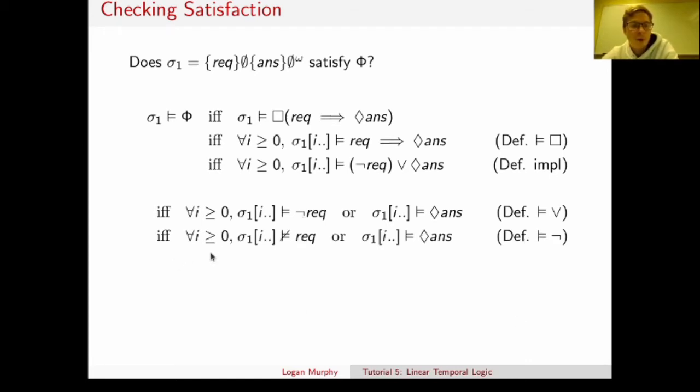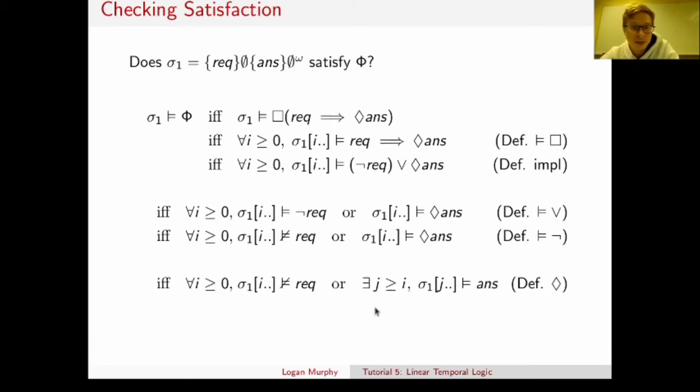So now we have for any I, sigma 1 at I does not satisfy rec, or sigma 1 at I satisfies eventually ands. Now finally we'll interpret that eventually operator using the satisfaction relation. And this introduces a new quantifier. So our final sentence is, for any index I, either sigma 1 at I does not satisfy rec, or there exists some j greater than or equal to I such that sigma 1 at j satisfies ANDs, right?